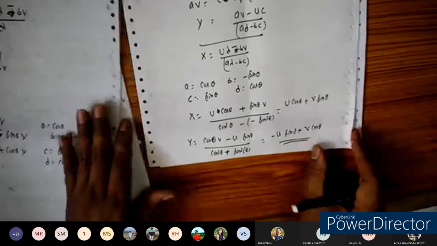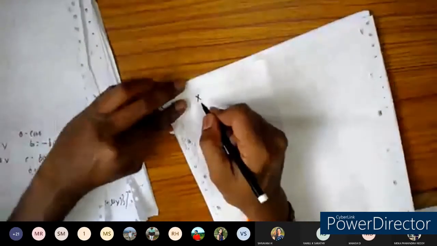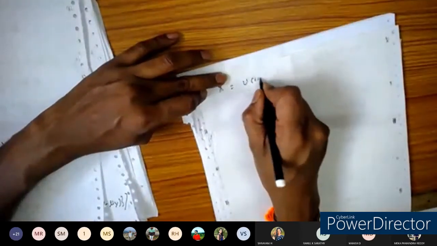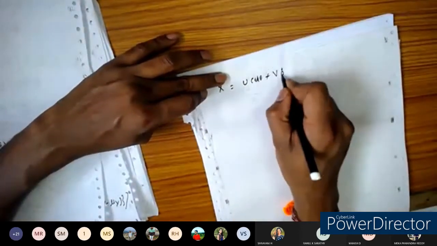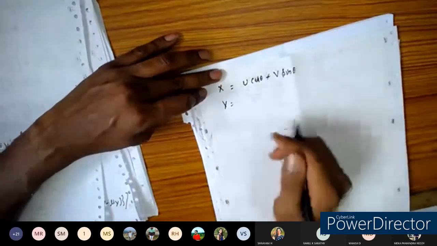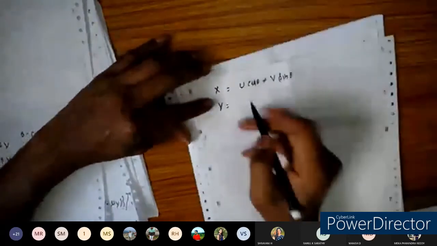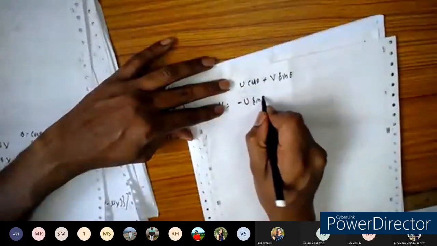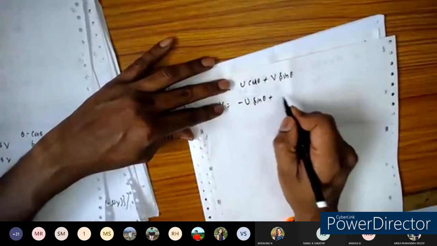Okay, fine. So now let us find out the mean and variance of this one. I'm going to rewrite here. We have x is equal to u cos theta plus v sin theta, and y is equal to minus u into sin theta plus v into cos theta.